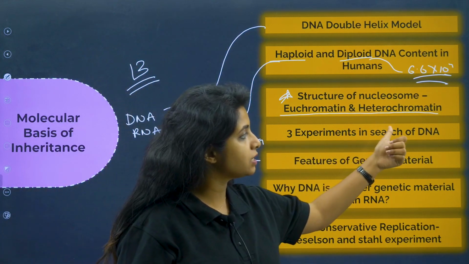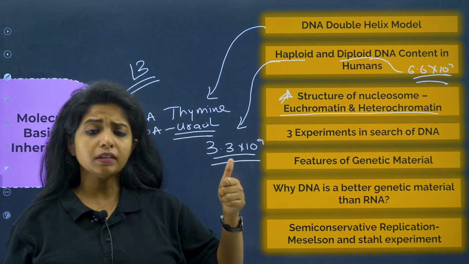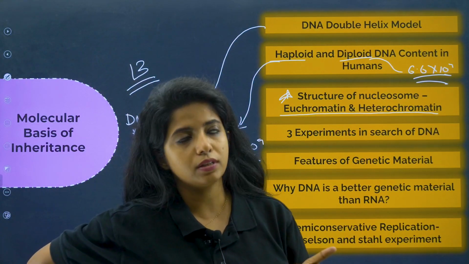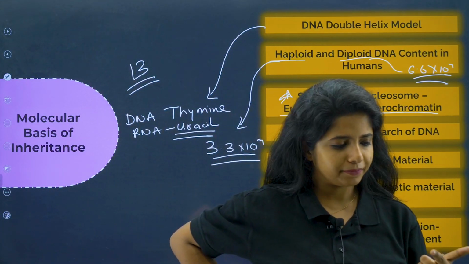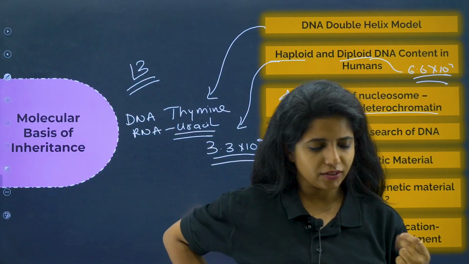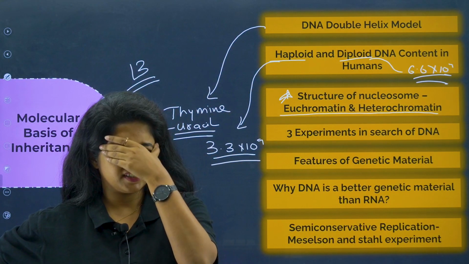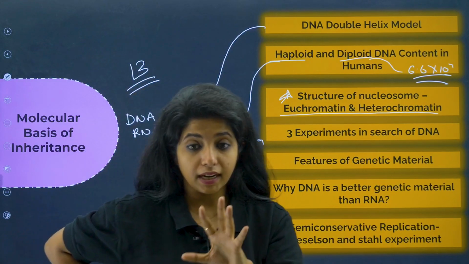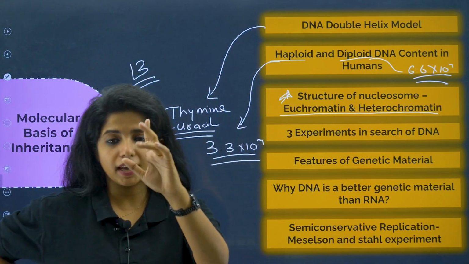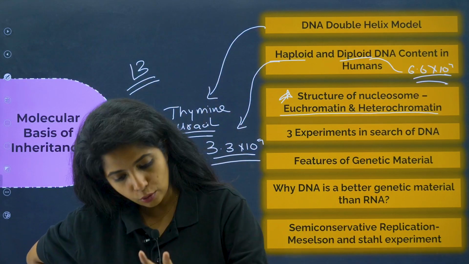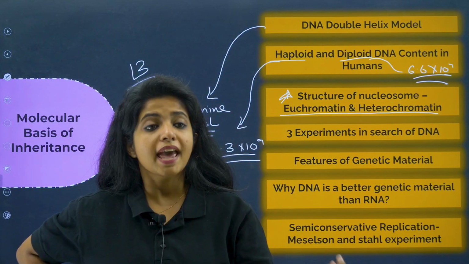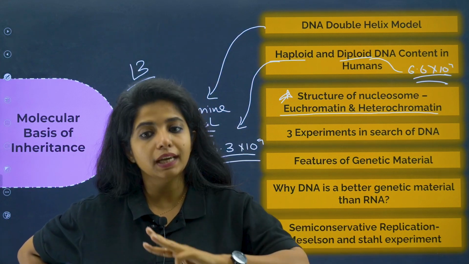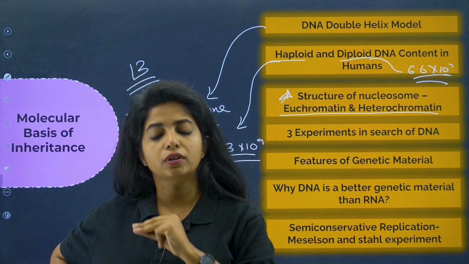Now 3 experiments in search of DNA. The first one was done by Griffith. Okay, second one, what was his name? Just a second. Okay, I forgot. How can I forget? Anyways, I'll tell. Avery, MacLeod and McCarty. So those were the second people who did the experiment, and then you had Hershey and Chase. So these 3 experiments in the search of DNA are equally important. Give equal weightage to all of that and study it.